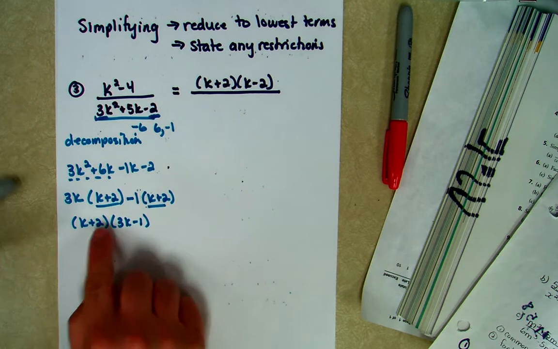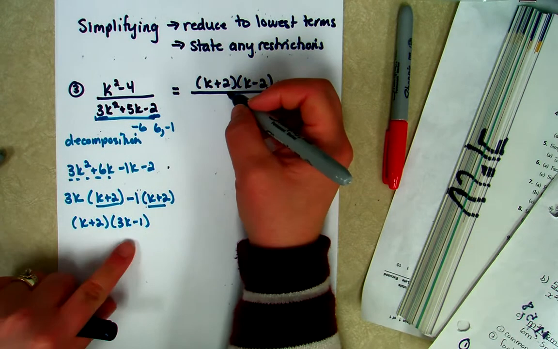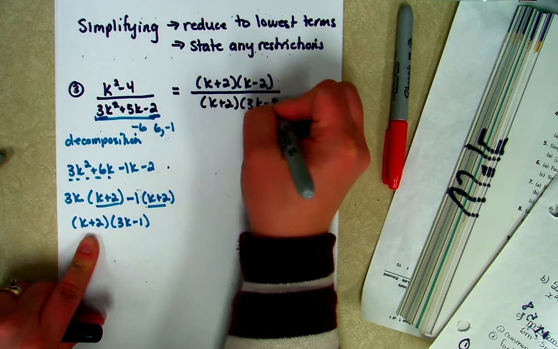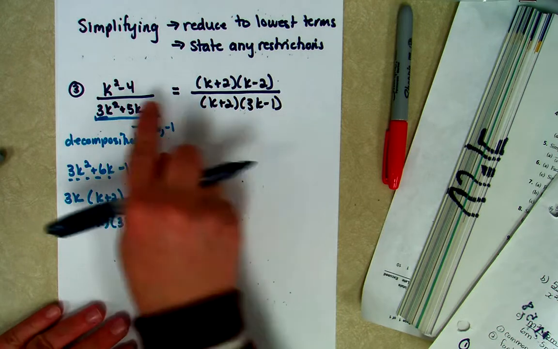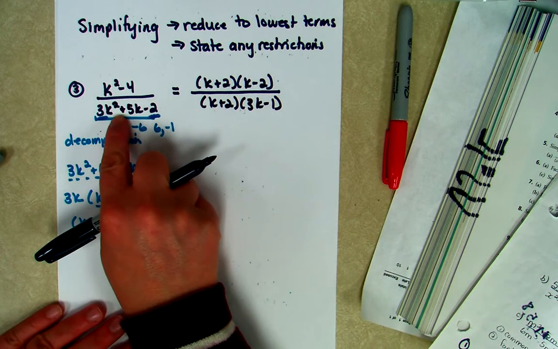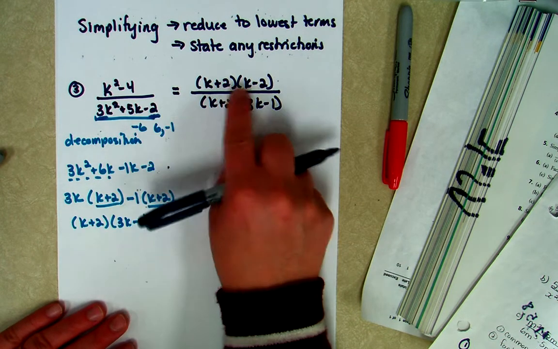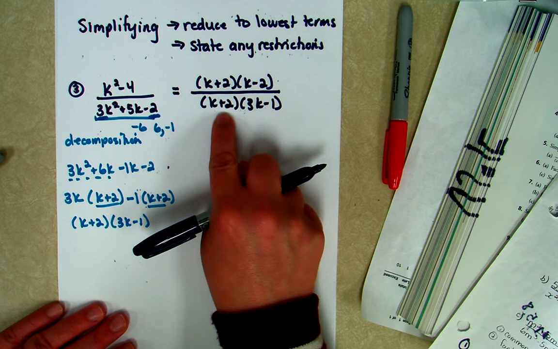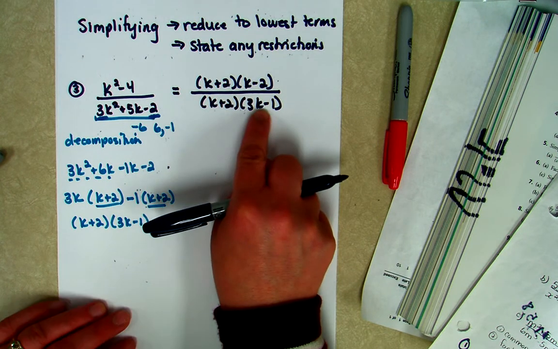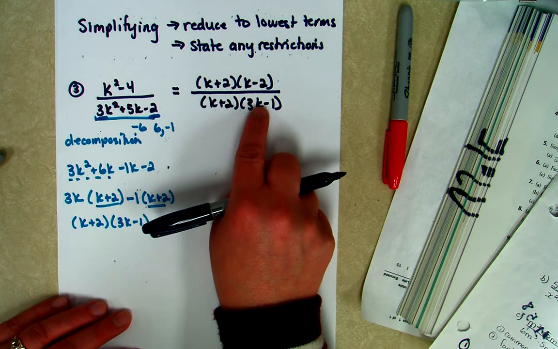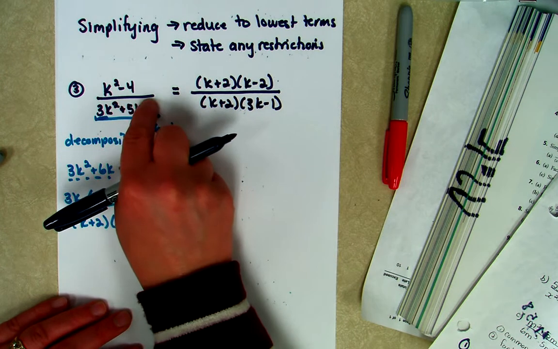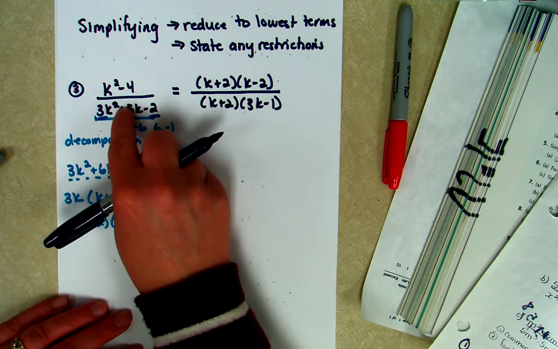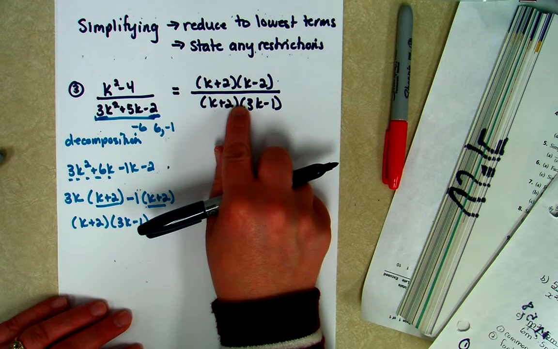So now that I have the bottom factored, I'm going to bring my factors and write them for the bottom. So now instead of k squared minus 4 over 3k squared plus 5k minus 2, I have it factored to k plus 2, k minus 2 over k plus 2 and 3k minus 1. The thing you have to remember is that you always have to factor before reducing. I can't start looking over here and say there's a k squared and there's a k squared. You can't cancel when there's adding and subtracting. It has to be written as a product.